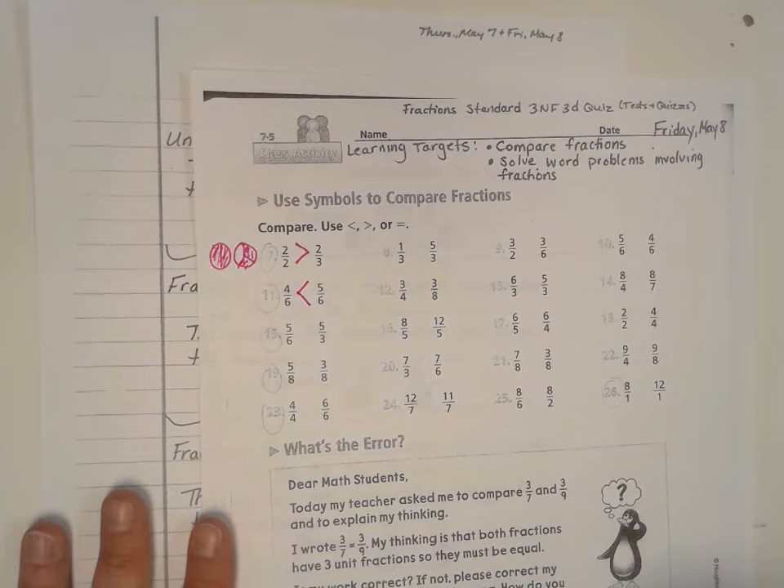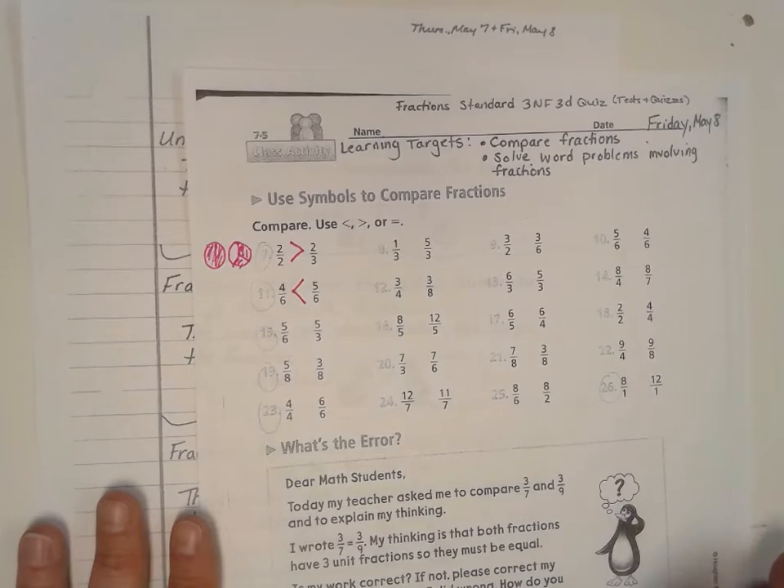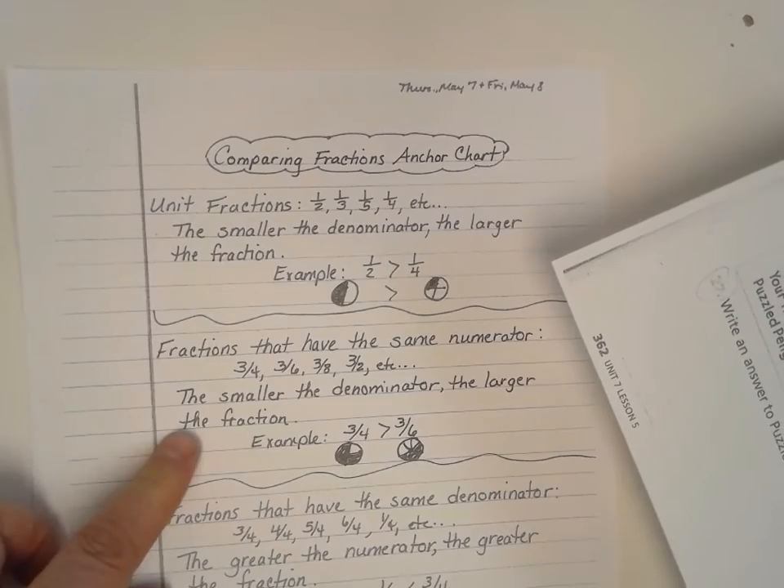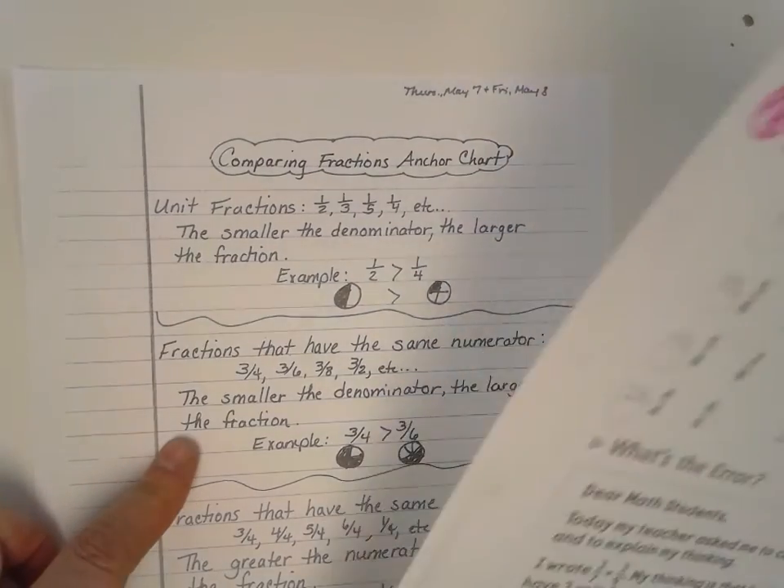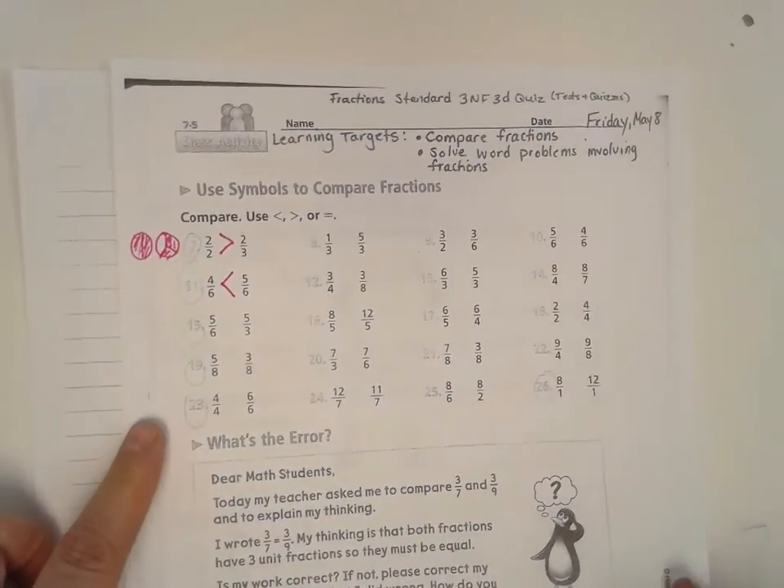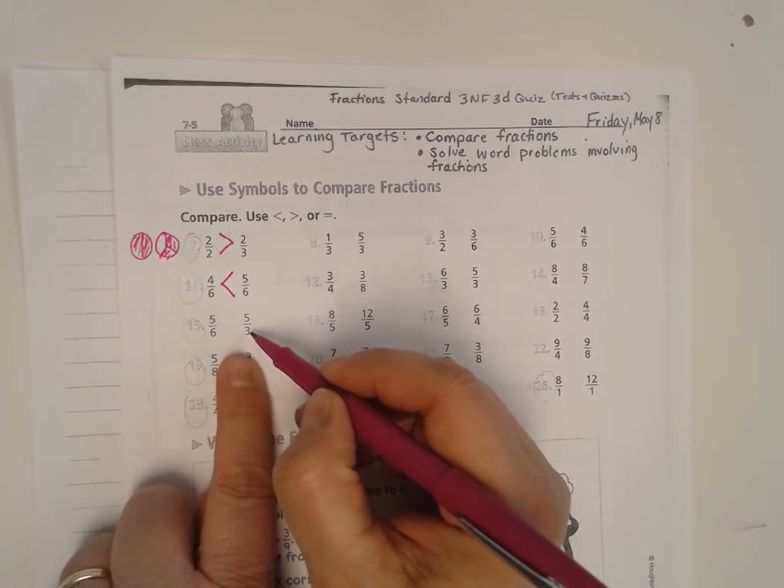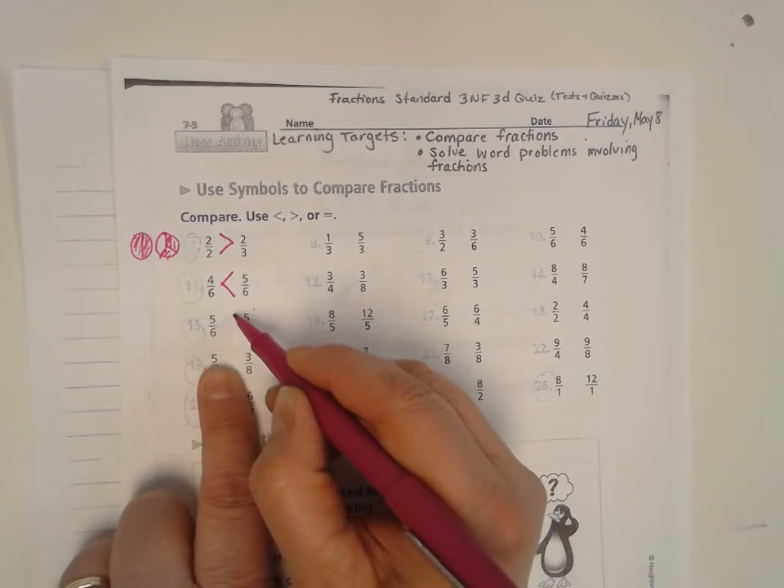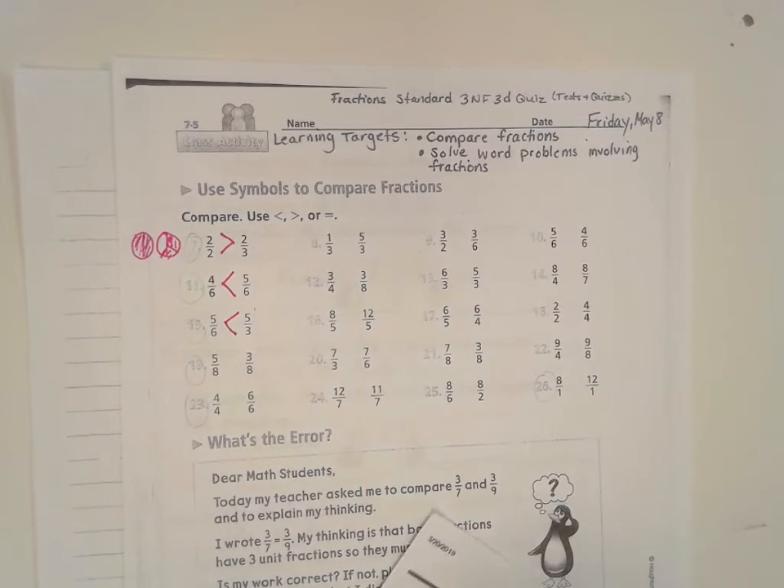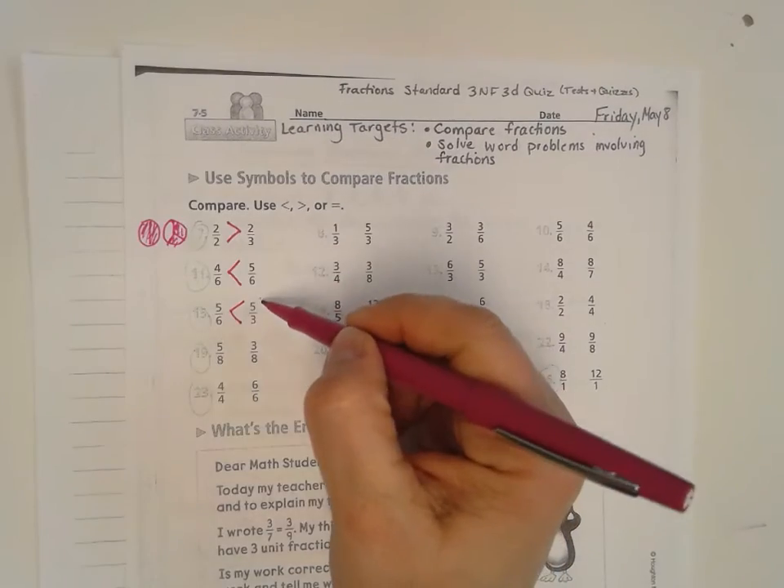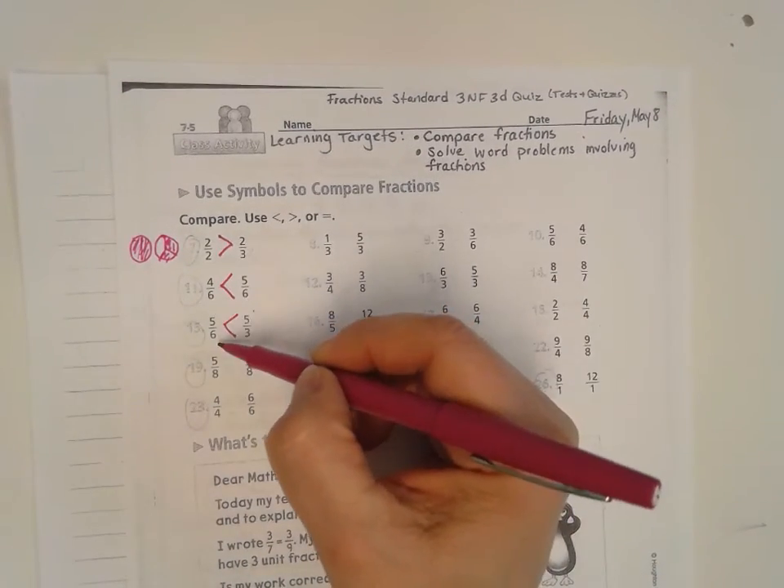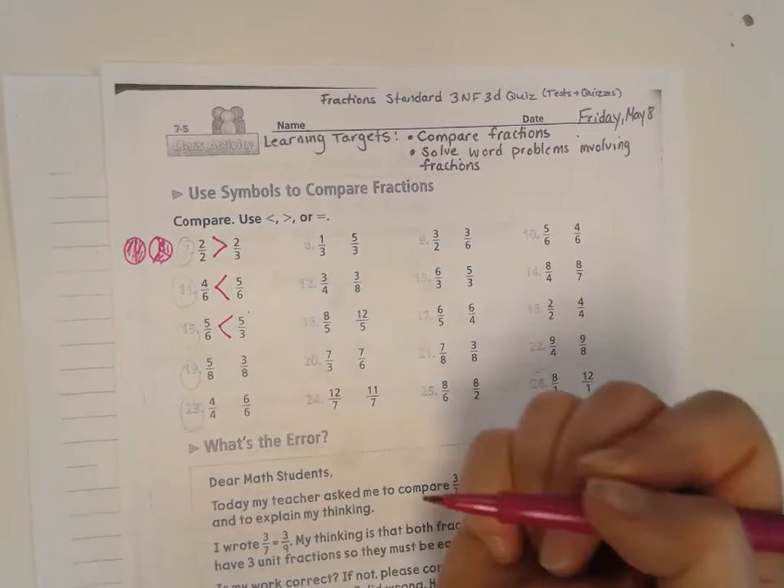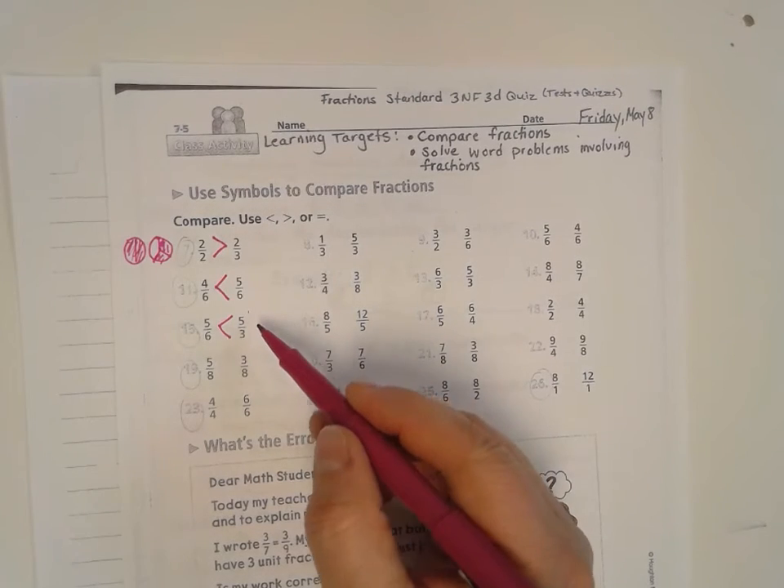All right, number 15, 5/6 and 5/3. Here's our numerator on the top again. Same numerator, so we look at the number on the bottom. In this case, the 3 is the smaller number, so those are the bigger pieces. So 5 of the bigger pieces is going to be greater than 5 of the smaller pieces. In fact, 5/3 is more than 1, where 5/6 isn't even a whole. 5/3 is more than a whole because we know 3/3 is a whole. So we have 1 whole and then some extra.